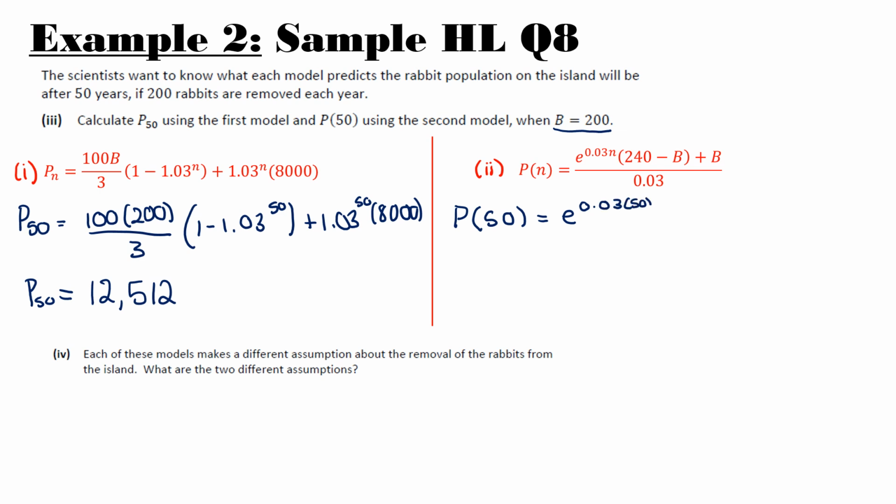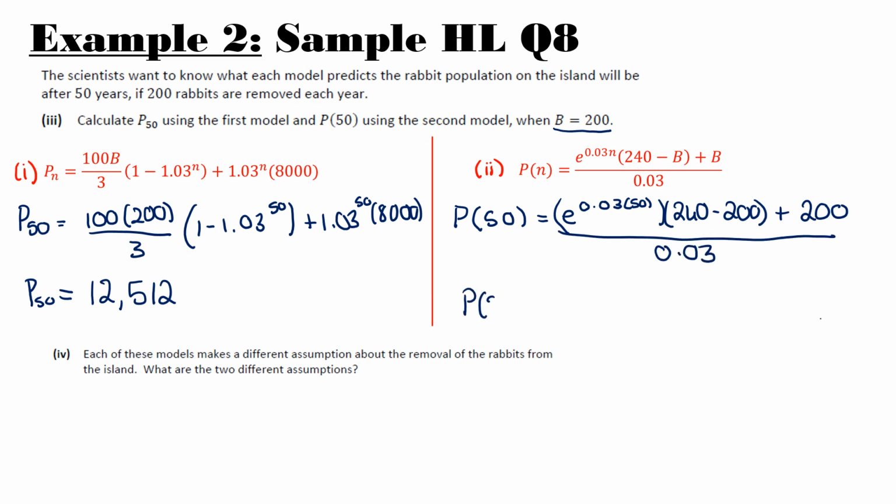0.03 times 50. This whole thing is multiplied by 240 minus 200 plus B, which is plus 200, all over 0.03. Again, putting that into the calculator to figure out for model 2, it tells us 12,642 rabbits. So quite close together given the size of those numbers.